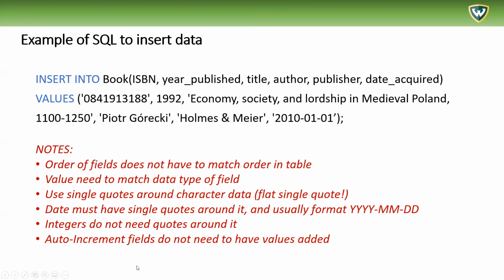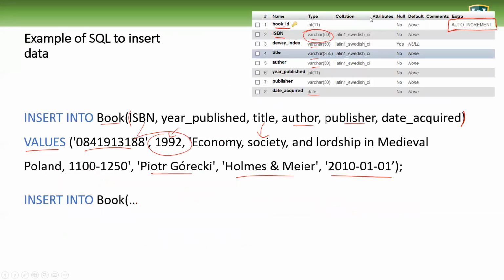Just some notes here for you to remember. So order of fields does not have to match order in table, but of course it has to match the order within itself. Values need to match the data type of the field. So if this is an integer, then you don't need quotes, and you should not have quotes, and this should be an integer because year published is integer, so thus it has to match. So this is why it's good to look at the structure of the table when you insert the data.